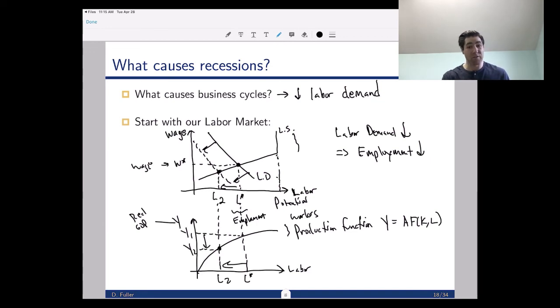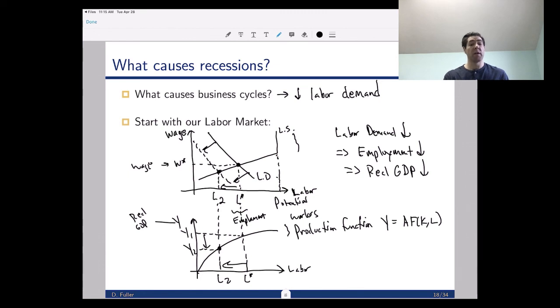Those are exactly the two features of a recession that we saw. Employment goes down, and when employment goes down, that means we're going to produce less stuff. So fewer people are working, we're producing less stuff. And so that is exactly what a recession looks like. So that's a pretty sensible way to think about what is going to cause recessions.